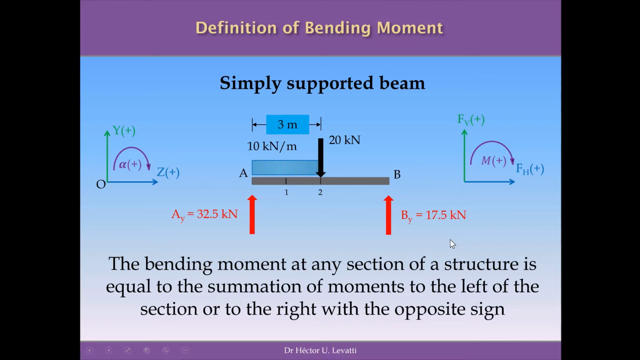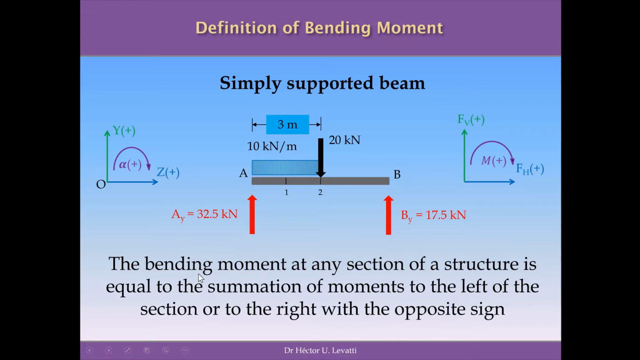Having defined these cross sections, in the first place I want to define what exactly is the bending moment we are going to calculate for this beam, and the definition is exactly this. The bending moment at any section of a structure is equal to the summation of moments to the left or to the right of the section with the opposite sign. We are going to see in more detail what this definition means exactly, but it's important for you to remember the definition and to understand it.